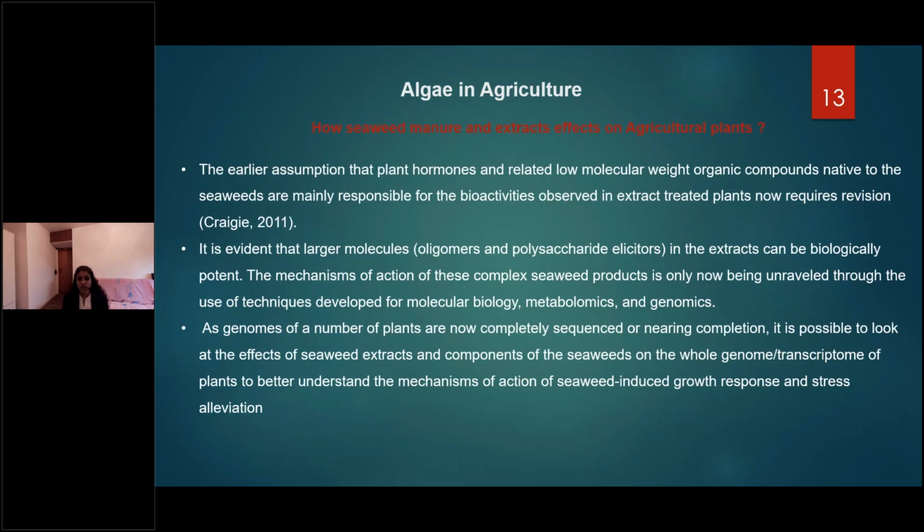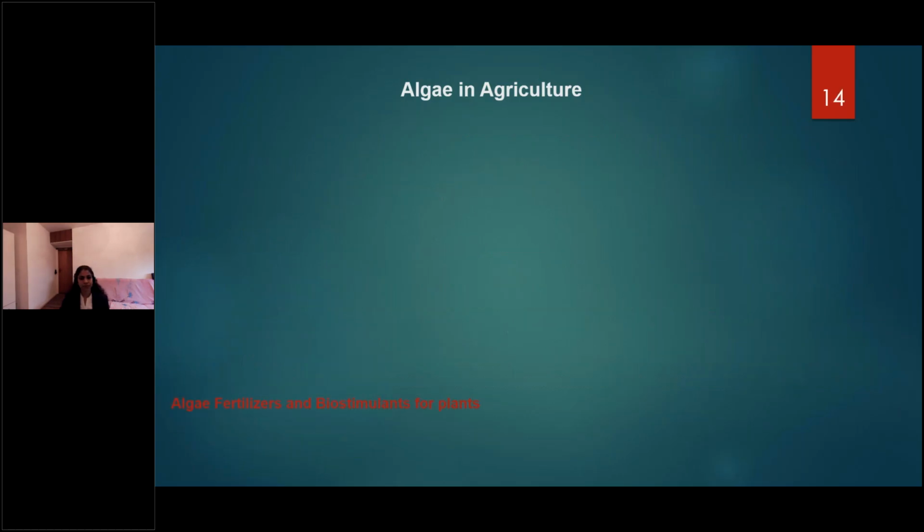The genomes of a number of plants are now completely sequenced or nearing completion. It is possible to look at the effects of seaweed extract and components of the seaweeds on the whole genome, because we should understand the plant for a better mechanism of action of seaweed-induced growth response and stress alleviation.